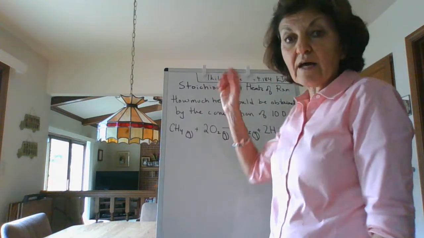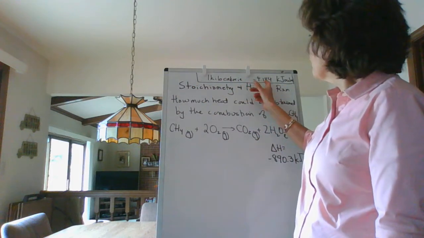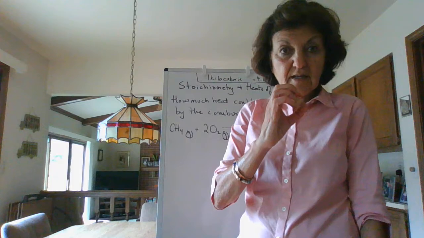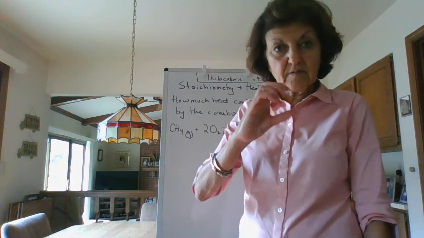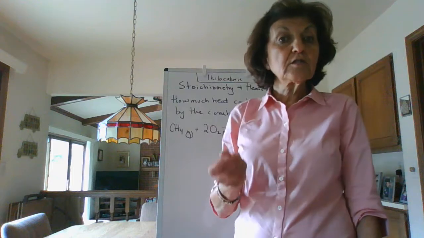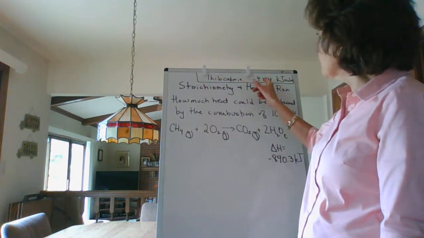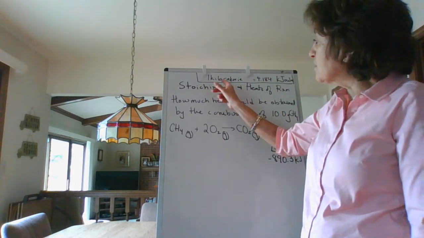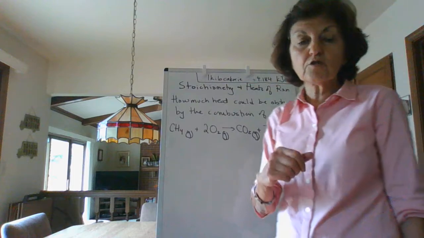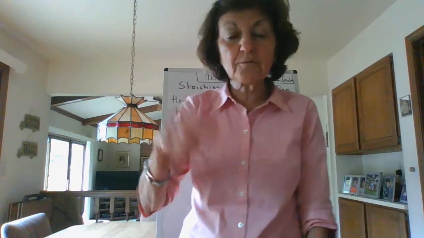1 kilocalorie, which is capital C Calorie, is equal to 4.184 kilojoules. 1 lowercase calorie is equal to 4.184 joules, not kilojoules. Okay, so 1 kilocalorie is 4.184 kilojoules. 1 small lowercase calorie is equal to 4.184 joules. All right, just in case I messed up in the last video.